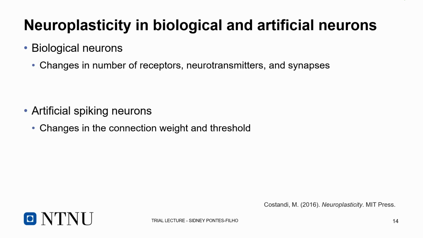And we have two differences between biological neurons and artificial neurons. What we're going to explain here, the changes in the biological neurons, changes the number of receptors of the postsynaptic neuron, the number of neurotransmitters in the presynaptic neuron, or maybe changes in synapses. You can change the structure or change the number of synapses between one neuron and another. Since an artificial or spiking neural network is a simplification, the only changes are in the connection weight and in the threshold of that spiking neuron.